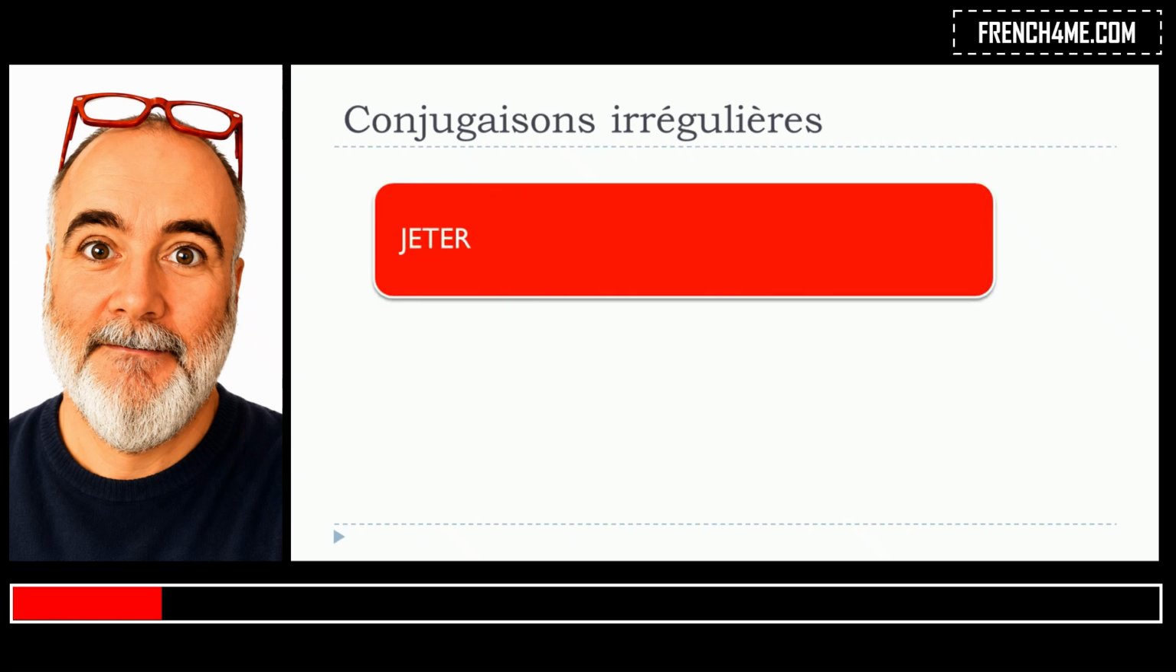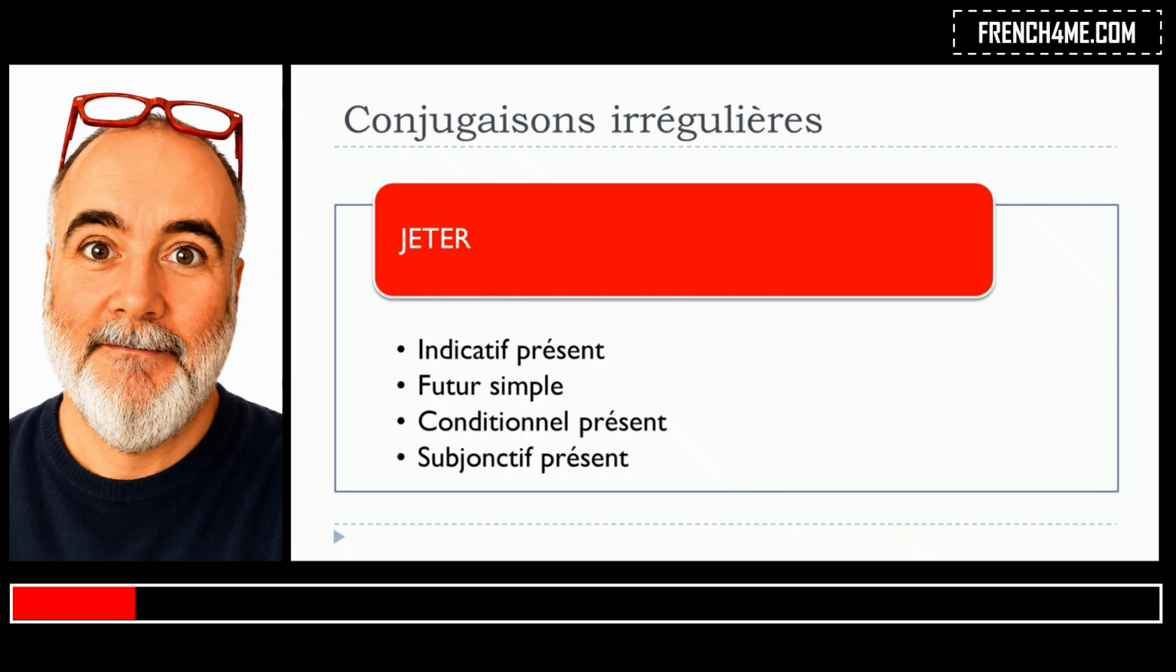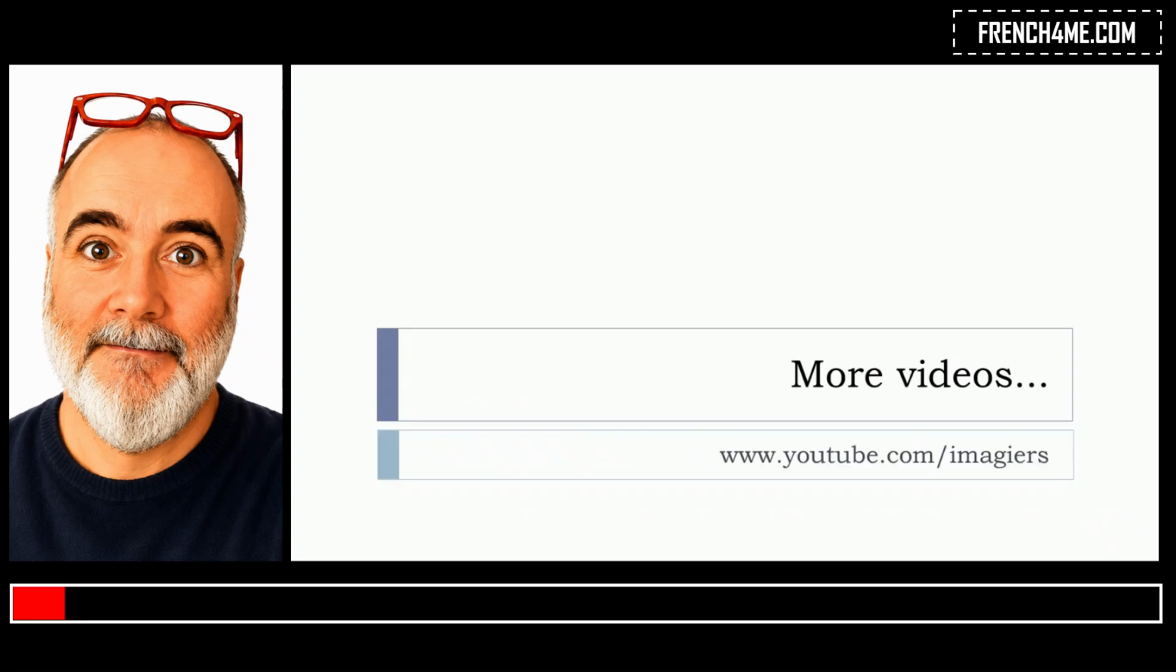And that's it. So keep in mind that for all the verbs that belong to this jeter family, indicatif présent, futur simple, conditionnel présent, and subjonctif présent will have the little changes that we saw, okay? For all the other tenses, no modifications, just follow the rules that we saw previously. And that's it.